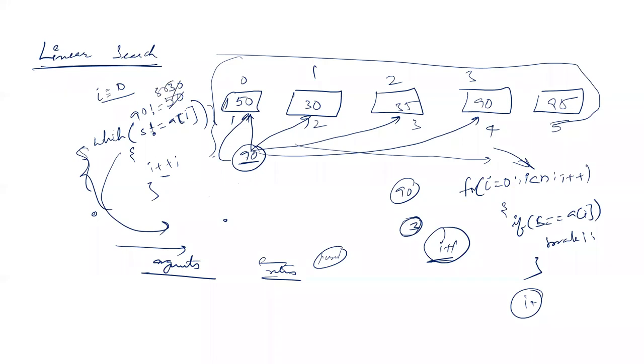Now i value is 2, a of 2 is 35. 90 is not equal to 35, yes, so i increments. Now i value is 3: 90 is not equal to 90 is false. Then what is the i value? We have stopped there, at 3. Therefore, we get the position. This is one way, and this is the other way. This is the same technicality we have discussed, just writing the logic in reverse order versus the normal order. This is the difference.